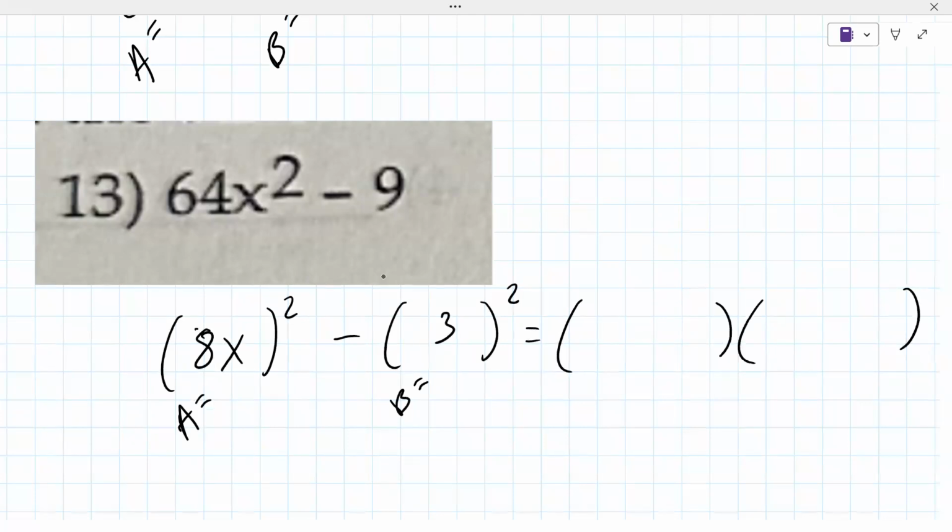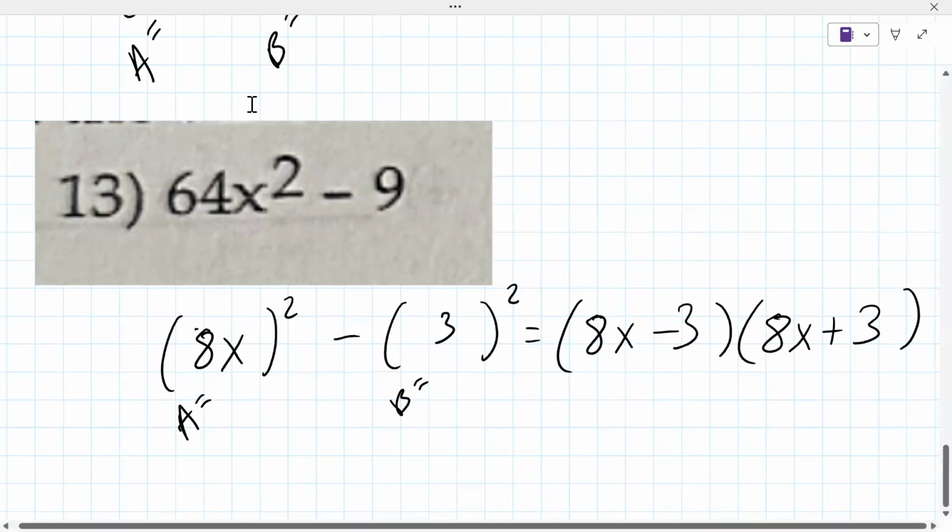What does this become? It would be 8x minus 3, and then 8x plus 3. Okay, very good.